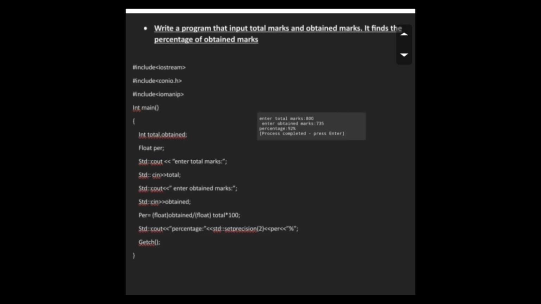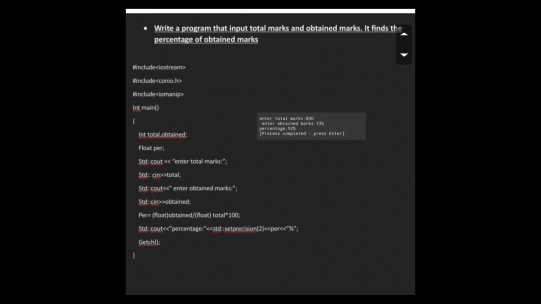So here I'm sharing a screenshot of a program that I have written. The program asks us to write a program that inputs total marks and obtained marks, and it finds the percentage of the obtained marks. So at the start I have done the header files. Look at the third line with iomanip.h. It is the header file that is used for the manipulator. We will use the manipulator here. Then I wrote int main and curly bracket, of course. In the next line, line number 5, I input the total marks and obtained marks, and on the next line I declared a float percentage because the percentage can be in points, of course.